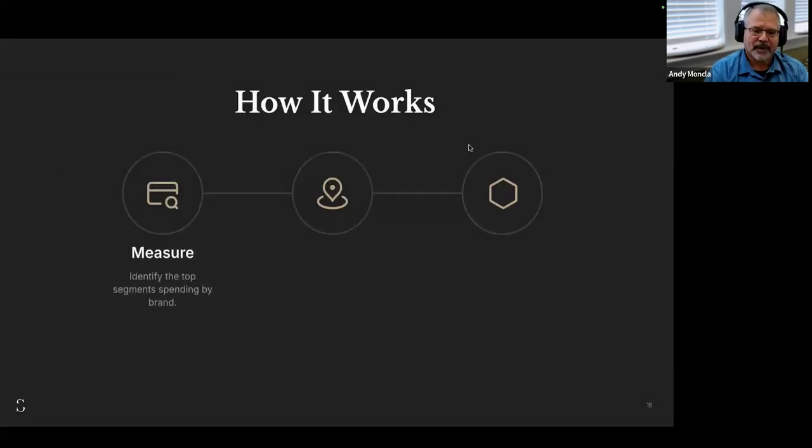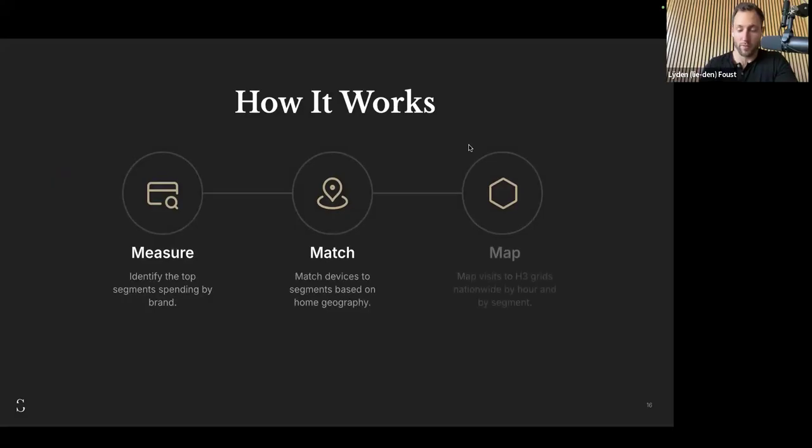So I think you should take the measure part, Leiden. Yeah. So the first step of this is, there are 3 steps: measure, match, and map. The measure is you identify the top segments by spending, or by mobility data, or by if they're following on social media. So we measure that across thousands of different retail brands, and we can rank that across segments.